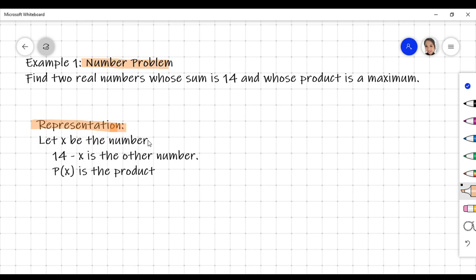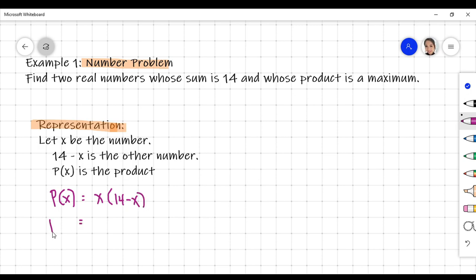So let x be the first number. Since their sum is 14, the second number would be 14 minus x. And P of x is the maximum product. Now, since this is a quadratic function, we can multiply the two numbers. This is our first number and this is our second number. So P of x is the product of the two numbers. The first number is x and the second number is 14 minus x.